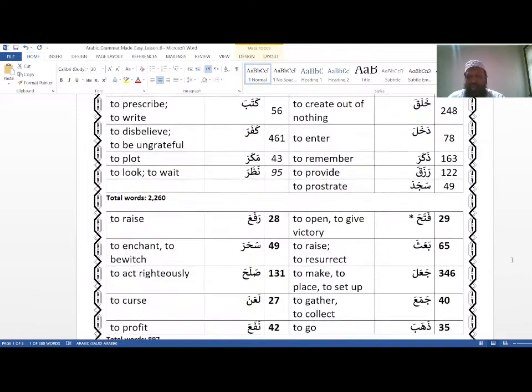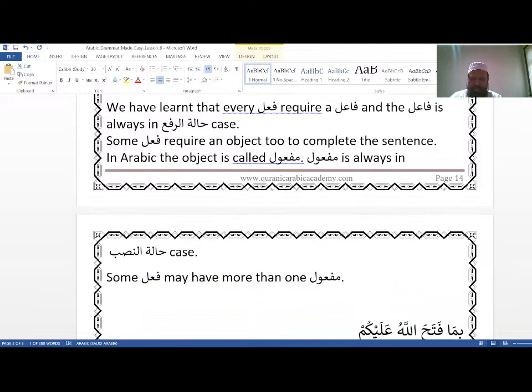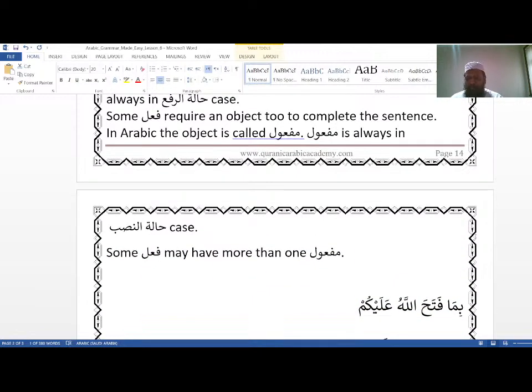And the maf'ul we've learned, maf'ul is always in halatul nasb. When we see isms as maf'ul, as an object, we will see fatha. What about the damir coming as maf'ul? Again, we will learn in later lessons the different types of damirs that come as maf'ul to be in halatul nasb. Okay, let's go through some of the examples from the Quran.